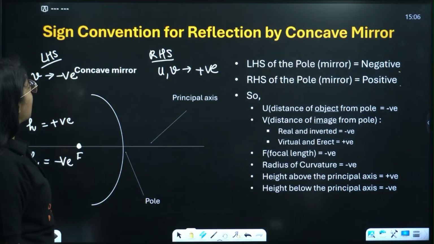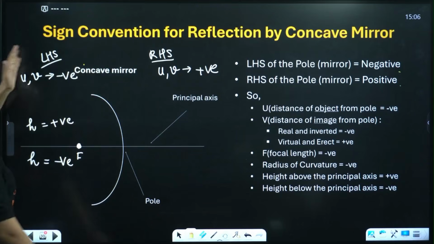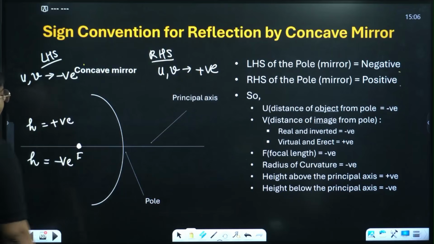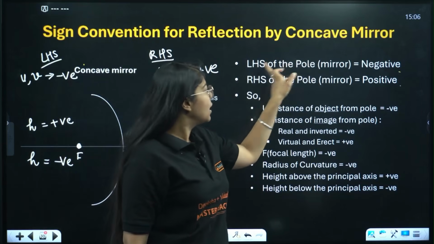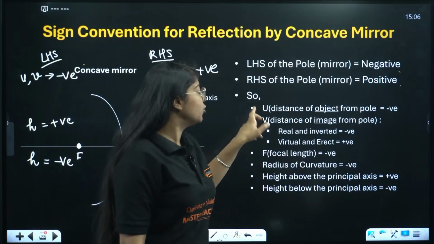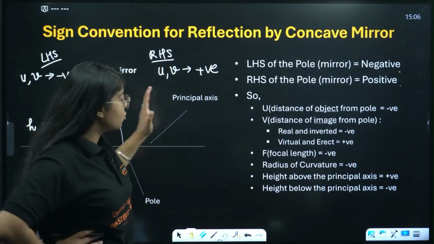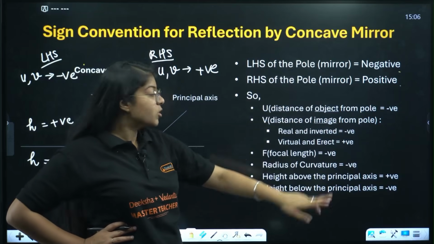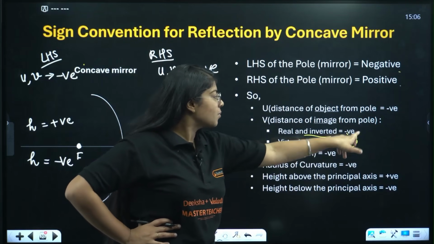Then we have sign conventions. Left hand side distances are negative, right hand side distances are positive. Right hand side of the mirror. Then height above the principal axis positive, below the principal axis negative. Exactly. Left hand side negative, right hand side positive. U is always negative, we know that. Now in case of virtual and erect image was formed on right hand side, we know that, right? So for virtual and erect image, the image distance is positive. For real and inverted, image distance is negative.